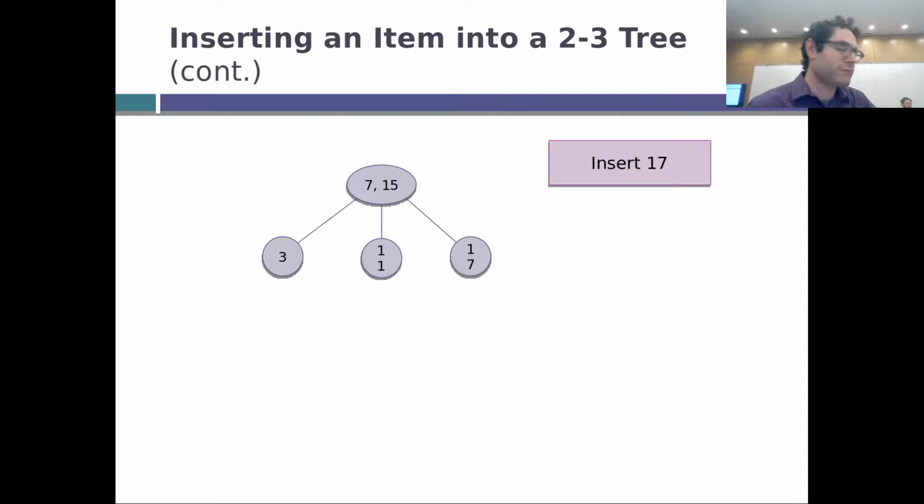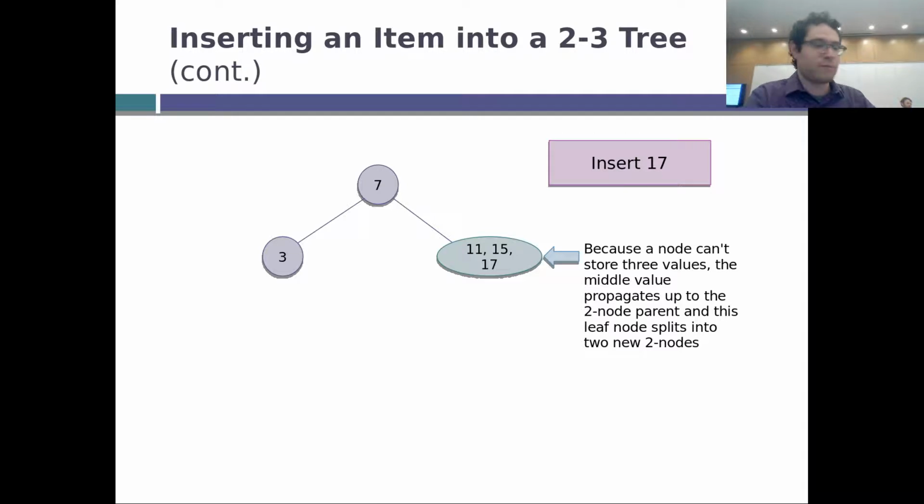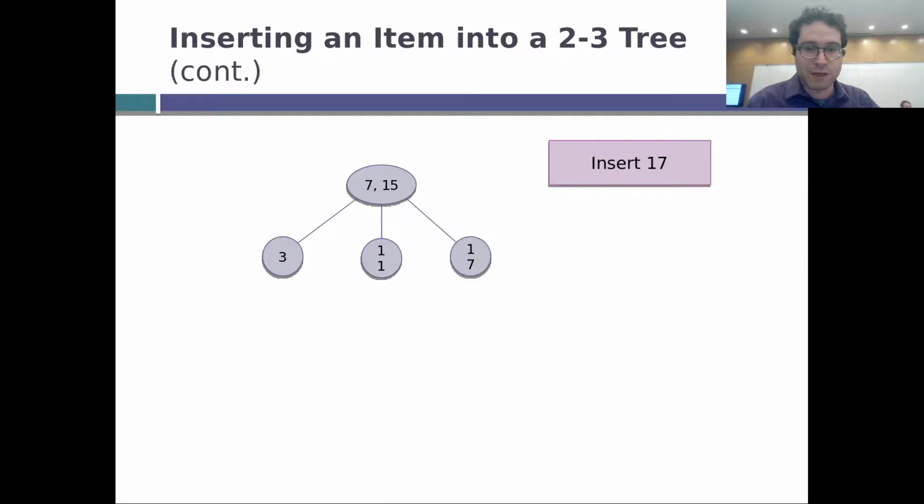Why wouldn't you move the 11 up? Because you want the middle value to be pushed up so that you can then turn it into a 3 node that way. Then insert 5, 10, and 20.